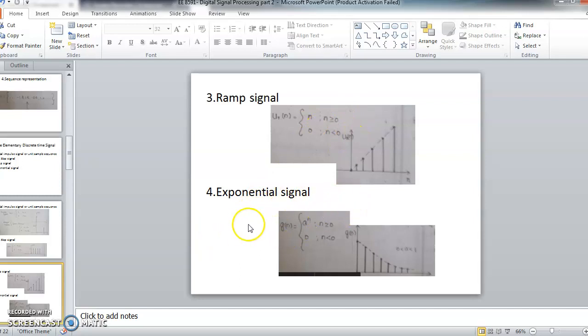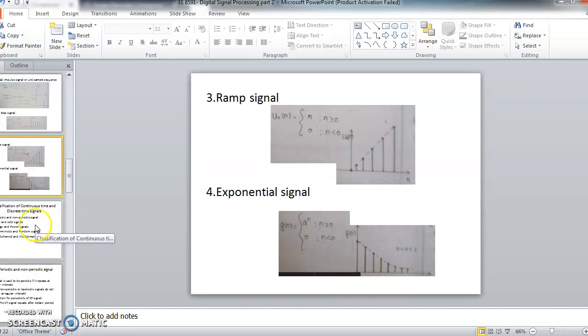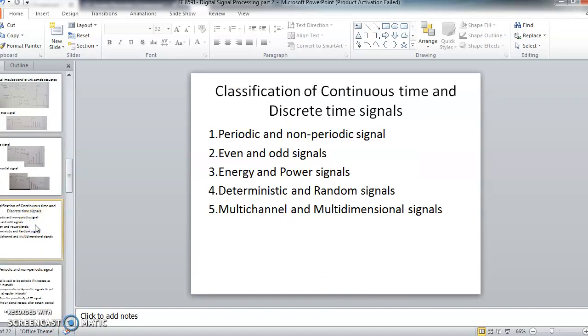Then the exponential signal, which is represented as e of n or g of n. Both are exponential signals only. It is represented as a power n for n greater than or equal to 0. So these are the basic signals. Next we are entering into the syllabus as such, right?